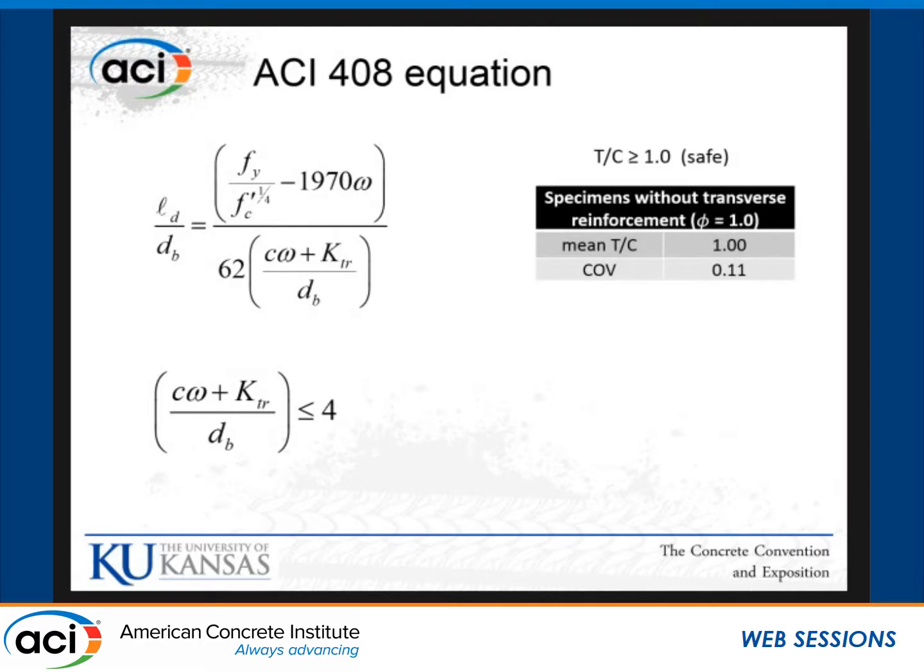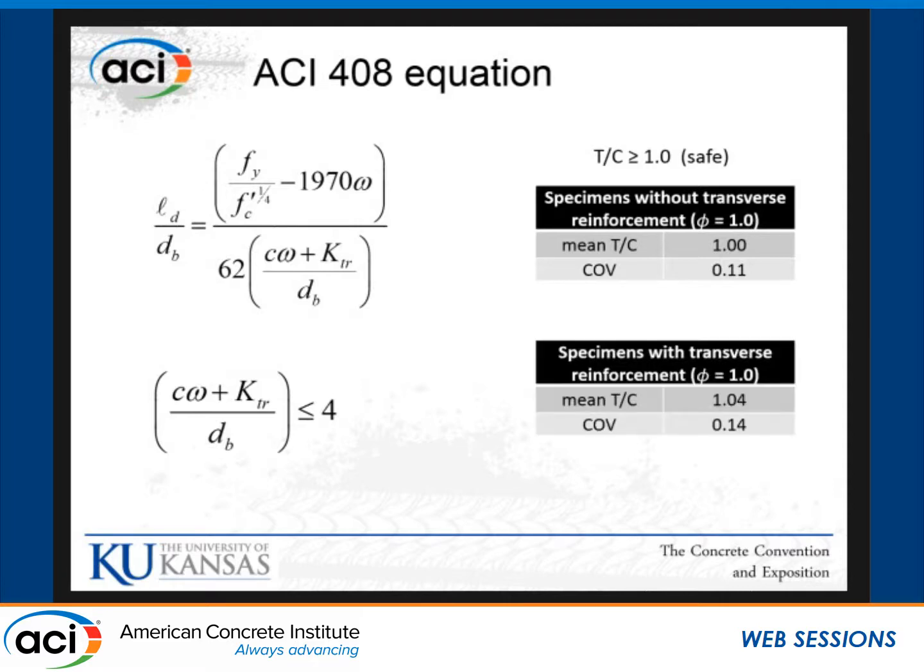Usually, in order to get the accuracy of the equation, we deal with the test over calculated ratios. What we do is we solve the equation for stresses, and then we calculate them and compare them with the measured stresses. For this equation, when using a phi factor of 1, if the test over calculated is greater than or equal to 1, that means the specimen is safe. So the equation gave us a mean of 1 with a coefficient of variation of 11% for specimens without confining reinforcement. For specimens with confining reinforcement, it gave us a mean of 1.04 with a coefficient of variation of 14%.